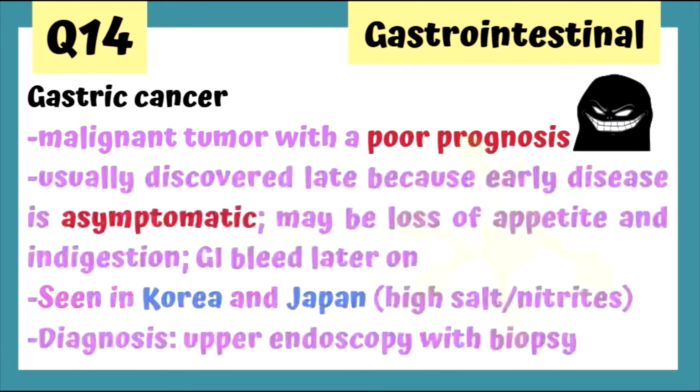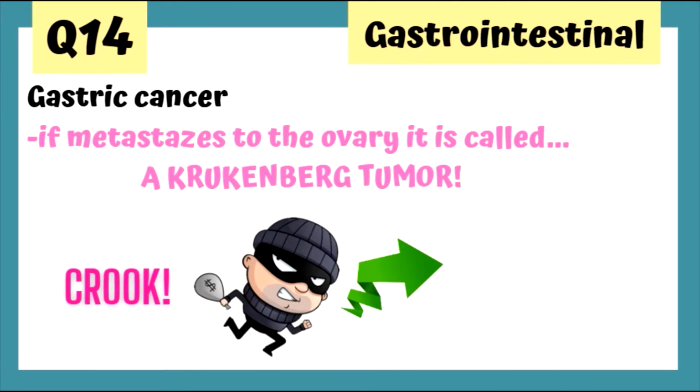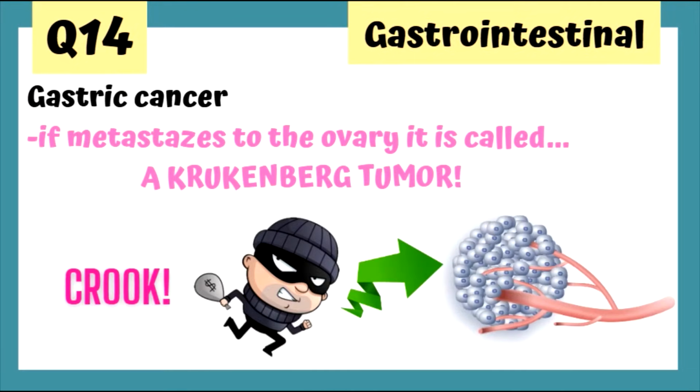And here we have just a little bit about gastric cancer as a poor prognosis because it's discovered late, usually, just like pancreatic cancer. And patients are often asymptomatic, and it's seen in Korean and Japanese, and diagnosis is with, again, upper endoscopy with biopsy. Now, if there's metastasis of the gastric cancer to the ovary, what's that called? Krukenberg tumor. You have a mnemonic. We have the Kruk for Krukenberg, and he's running towards the ovary because that's where Krukenberg tumors go. They metastasize from the stomach to the ovary.